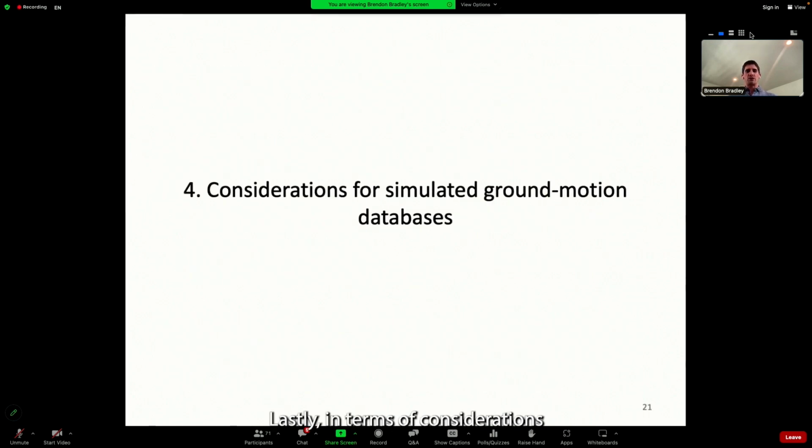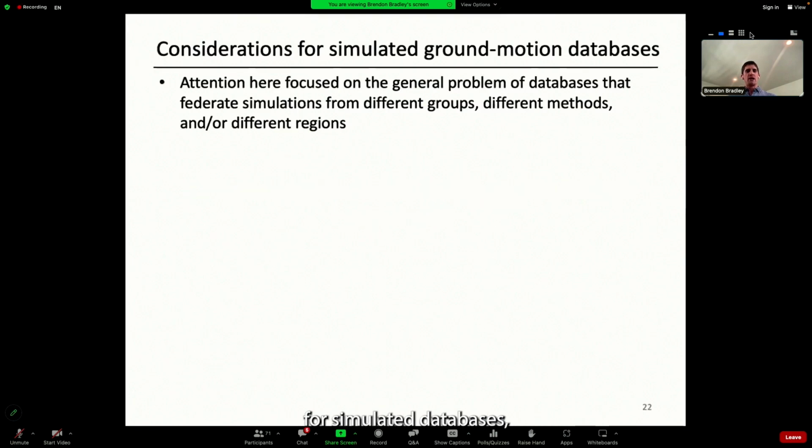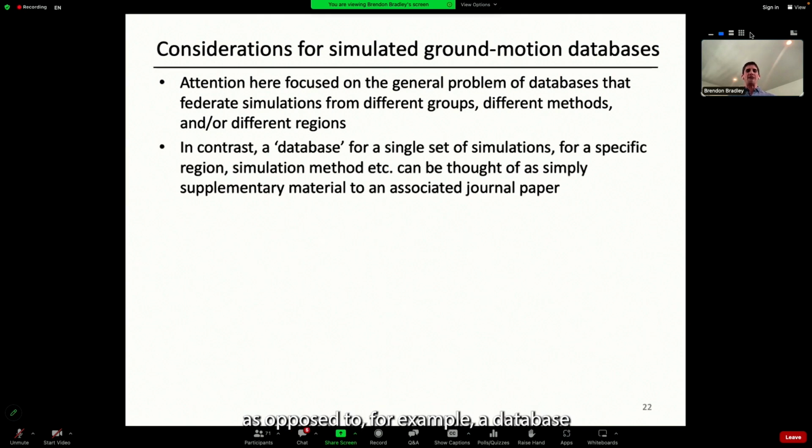So what does that mean, lastly, in terms of considerations for simulated databases? Here I want to emphasize that when I think of simulated ground motion databases, I'm thinking of the general problem of databases that federate simulations from different groups using different methods and/or performed in different regions, as opposed to, for example, a database from a single set of simulations for a specific region, simulation method and individual group, that largely can just be thought of as supplementary material associated with a journal paper that describes that particular piece of work. That database may or may not have some sort of nice user interface.